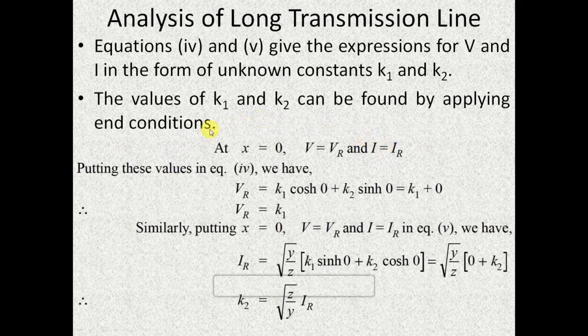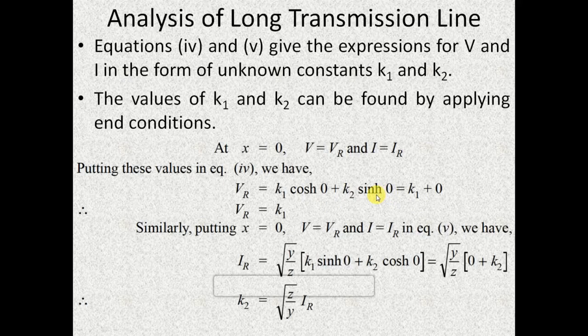So by applying these end conditions, that is at x is equal to 0, and making the substitution of V is equal to VR and I is equal to IR, we will be able to write equation 4 as VR is equal to k1 cosh 0 plus k2 sinh 0. As all of you know, cosh x is equal to (e raised to x plus e raised to minus x) by 2, whereas sinh x is equal to (e raised to x minus e raised to minus x) by 2. Therefore cosh 0 has the value of 1, whereas sinh 0 will have the value of 0.